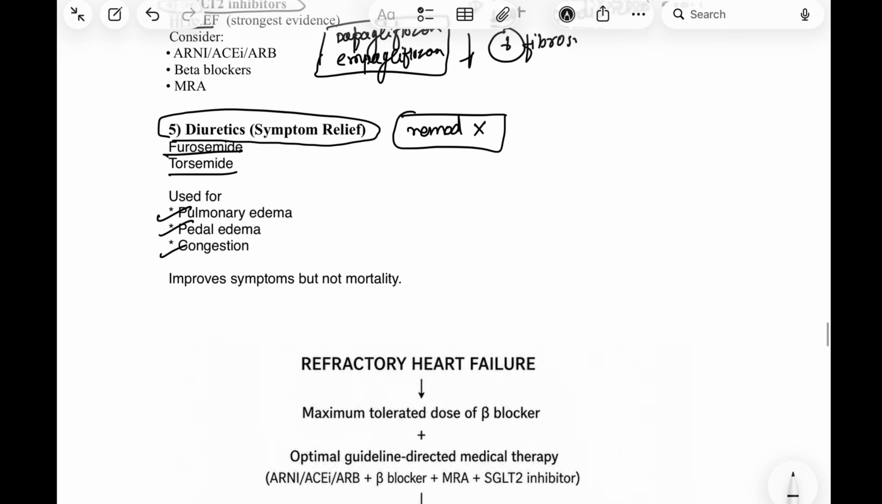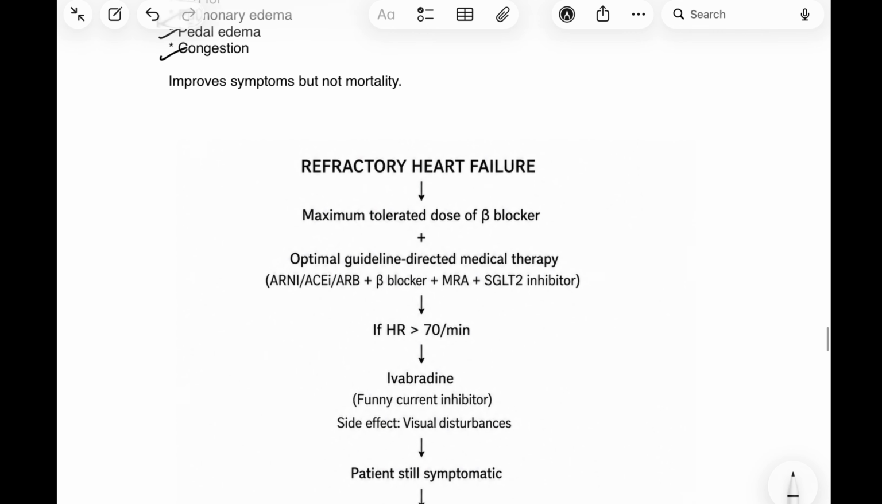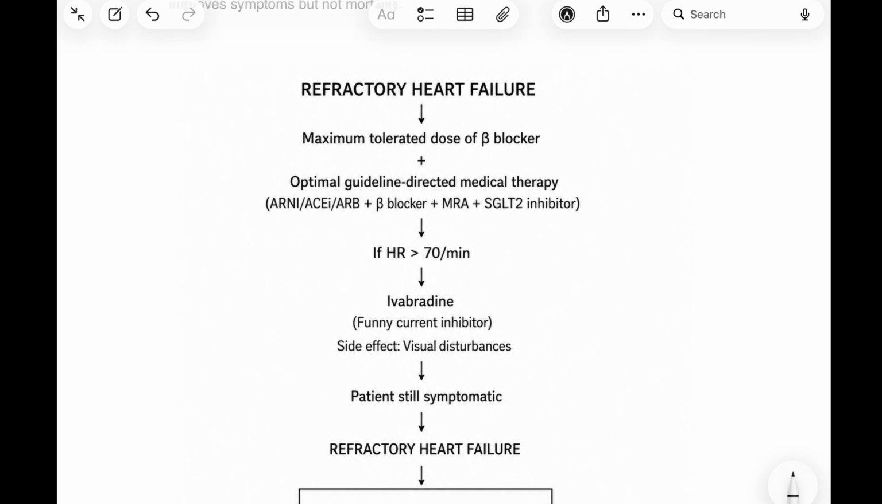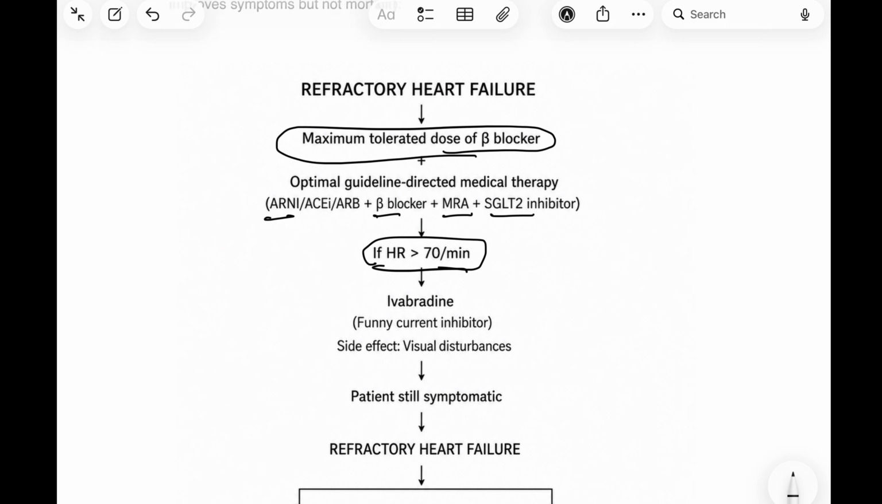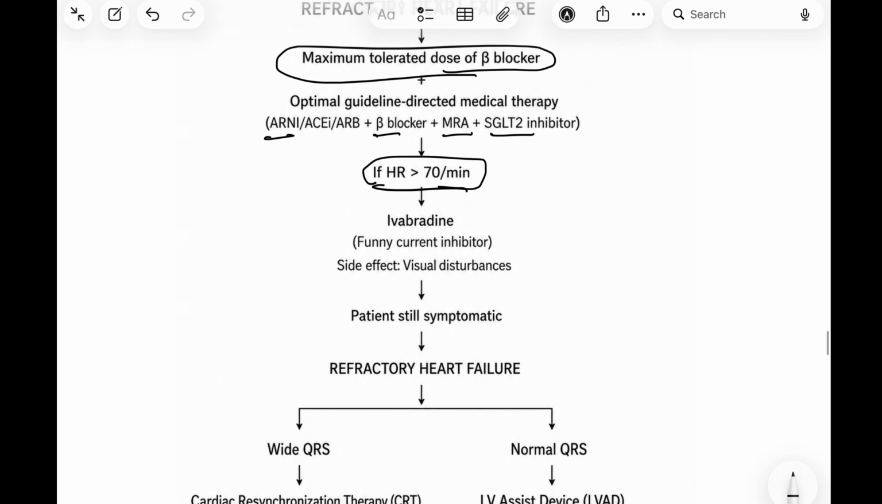Moving forward to refractory heart failure. Now, what is refractory heart failure? Suppose you have started the patient on a beta blocker and you have achieved the maximum tolerable dose of beta blocker, and still the heart rate is more than 70. So you have used ARNI, beta blocker, MRA, SGLT2 inhibitors, and you have tried everything, and still the heart rate is more than 70 beats per minute. Then what will we do? We will start this patient on ivabradine.